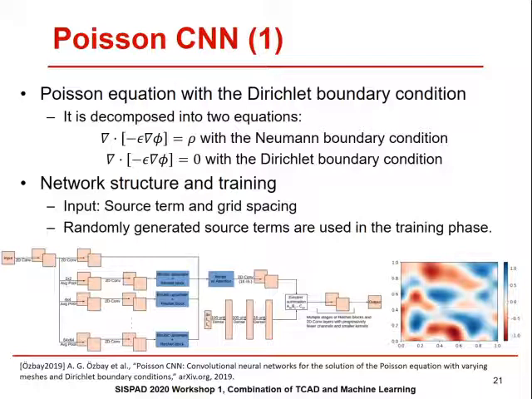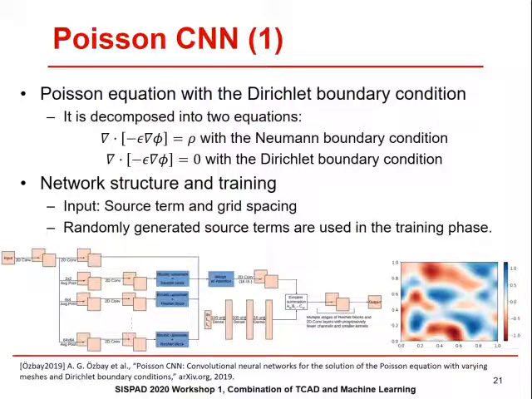Another attempt to solve the Poisson equation is suggested by a group at Imperial College London. The Poisson equation with the Dirichlet boundary condition is considered. It is decomposed into two equations. One is the Poisson equation with the homogeneous Neumann boundary condition. The other one is the Laplace equation with the Dirichlet boundary condition. The network structure is shown below, and the input parameters are the entire source term and the grid spacing. Also, the output is the solution over the entire simulation domain.